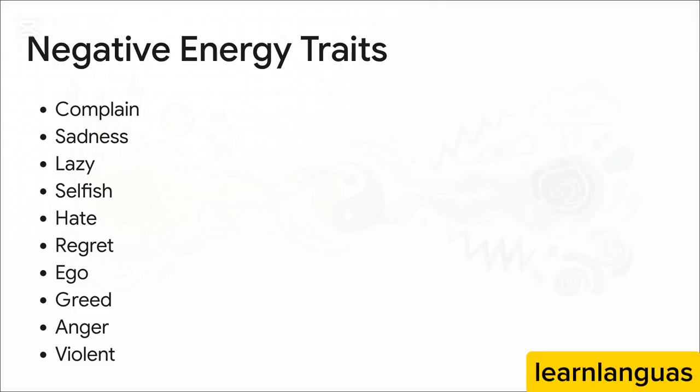Flanking those barren branches, the source gives us our first set of 10 traits. And they read: complain, sadness, lazy, selfish, hate, regret, ego, greed, anger, and violent. When you take a second to really absorb that list, you start to see a mix of internal feelings like sadness and regret, alongside external actions like complaining or being violent. But what binds them all together under this banner of negative energy is that they are all consumptive. They're just draining. They suck energy out of the system without putting anything nourishing back in. And well, that pretty much directly explains the totally lifeless state of the tree on this side.